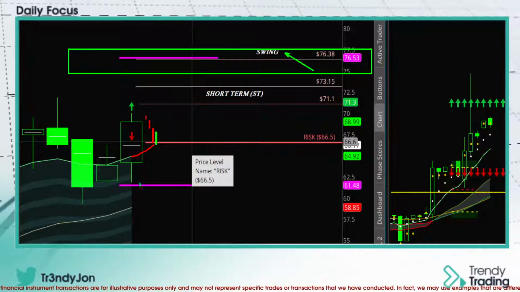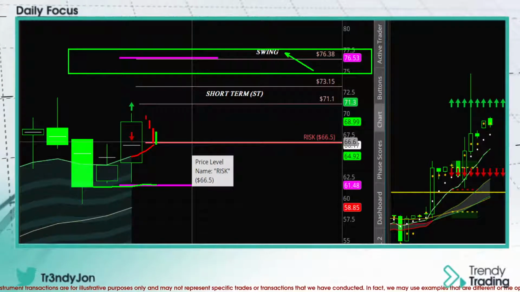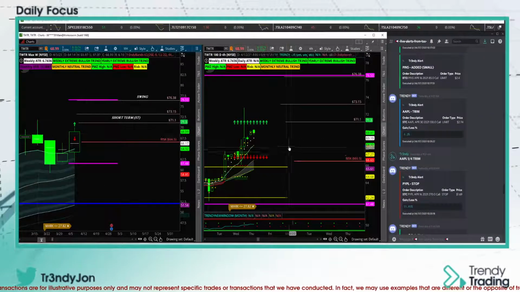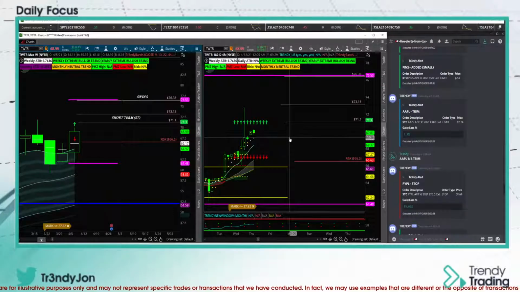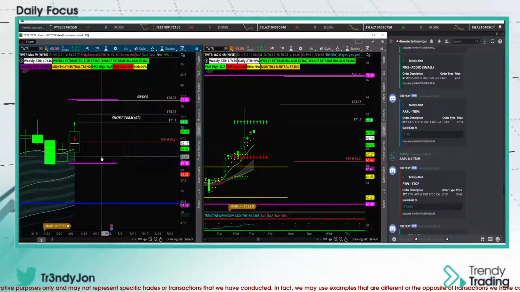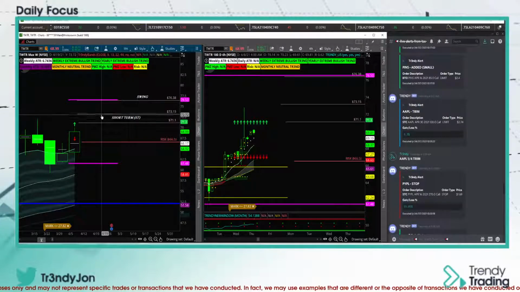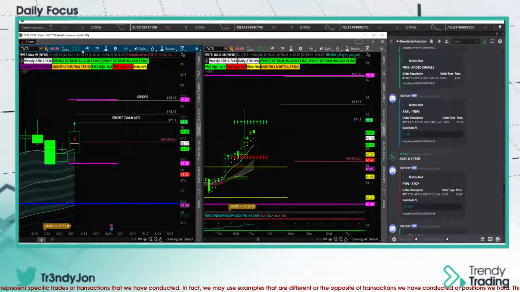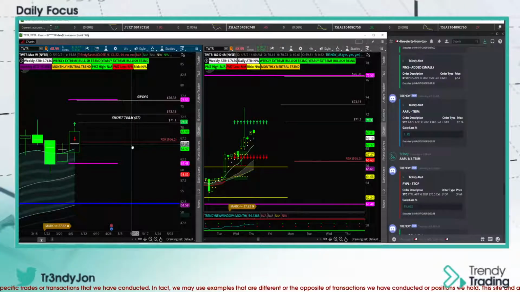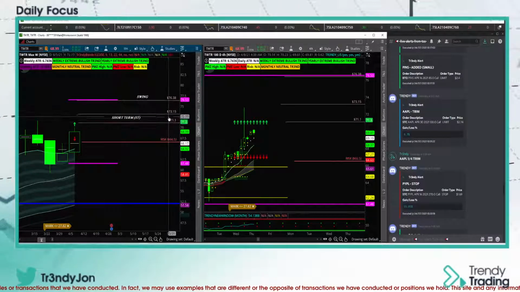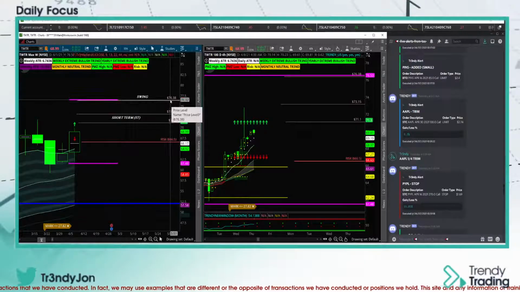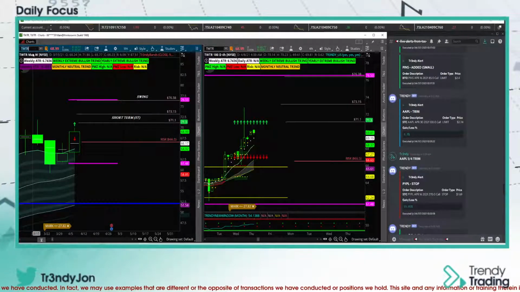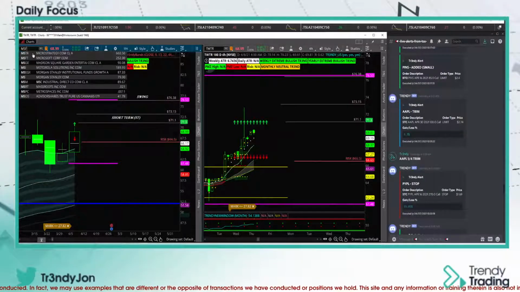My stops would be underneath this structure here at around 61.5 for a swing. Again, 61.5 for a swing. As far as intraday and looking for the move up, 66.5 is my risk. Current price is at 69.77. Targets 71.10, 73.15, 76.38. Let's go ahead and move on into Microsoft.